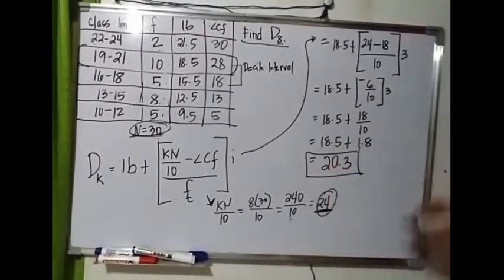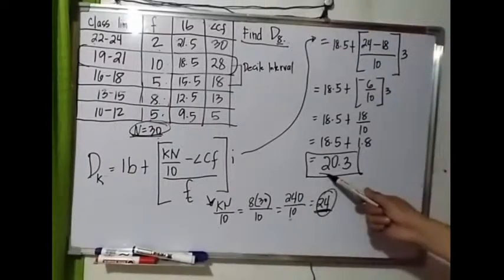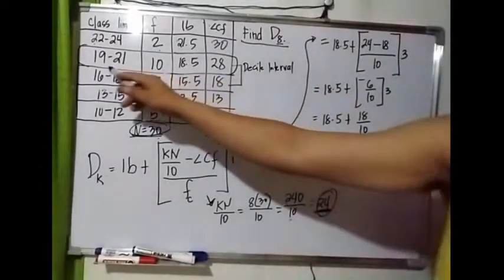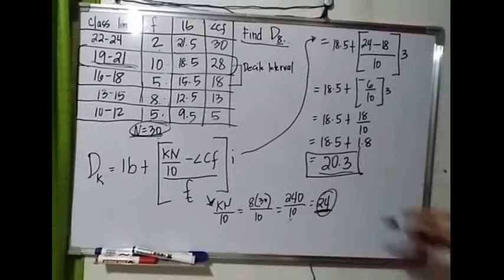So ito na yung decile sub 8. Tingnan natin yung value 20.3. Dito pa rin natin yan makita sa decile interval. Okay, so ito yung sagot natin, 20.3.